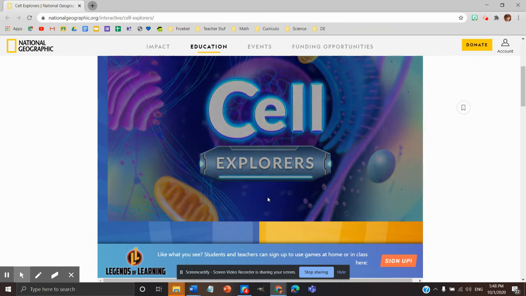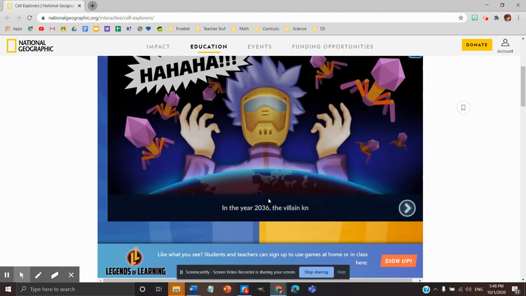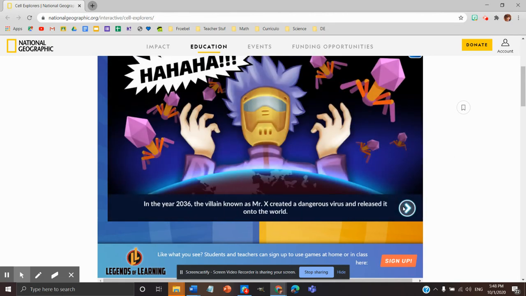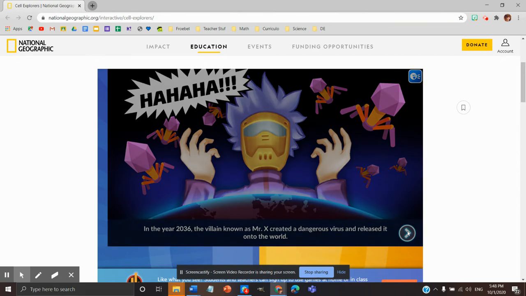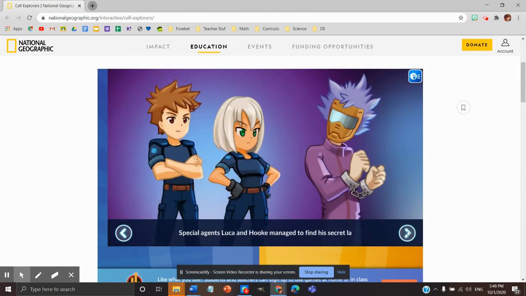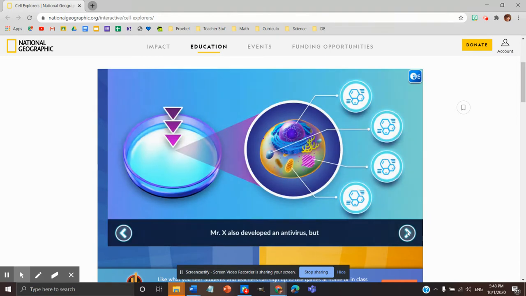little arrow right here. So I'm going to be skipping through it so you will see it as quickly as possible. So basically, you have a bad guy, and he has put something in a cell, and you have to go through the cell to cure it or to do the antivirus.